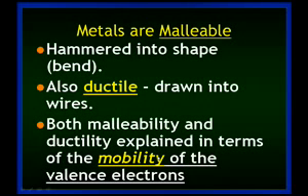Now, what explains both the malleability and the ductility is that sea of mobile valence electrons. Since the electrons can move, it allows things to be stretched and bent, whereas in an ionic compound, they were not mobile. They were in a very tight, organized pattern. And so if you tried to stretch it or bend it, it would break. But with metals, it's different. They can stretch because of the electrons' mobility.